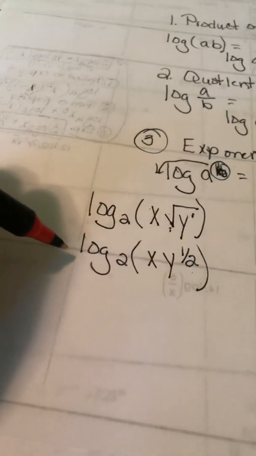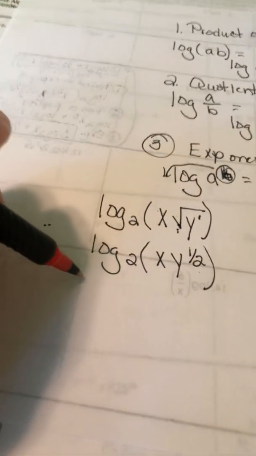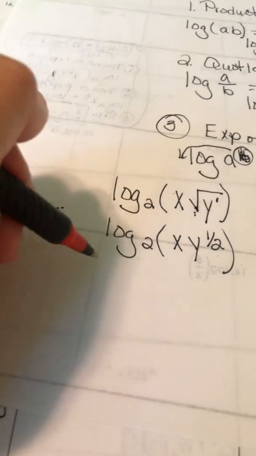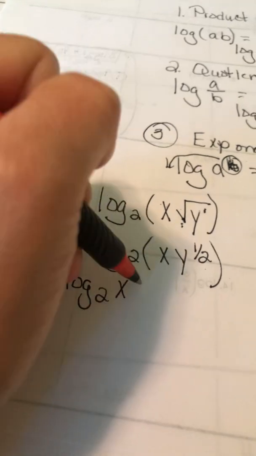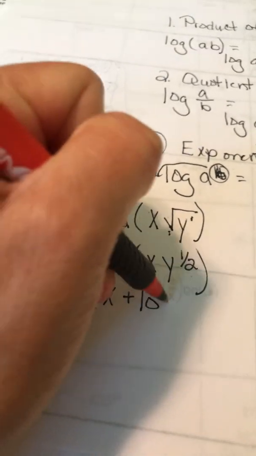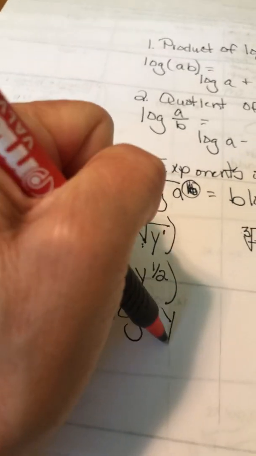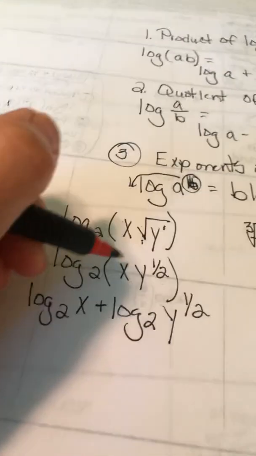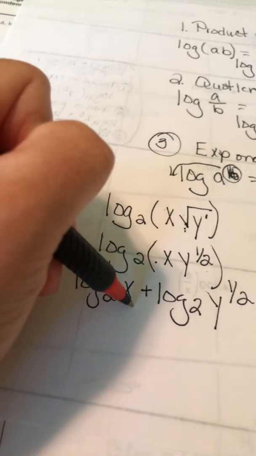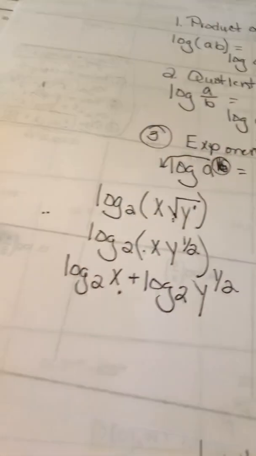So our first step is take care of the radical first. Next step is to expand it. So log 2x plus log 2y to the 1/2 power. Okay, so now we've expanded it using the product property, and then your last step is take care of any exponents by moving them over.